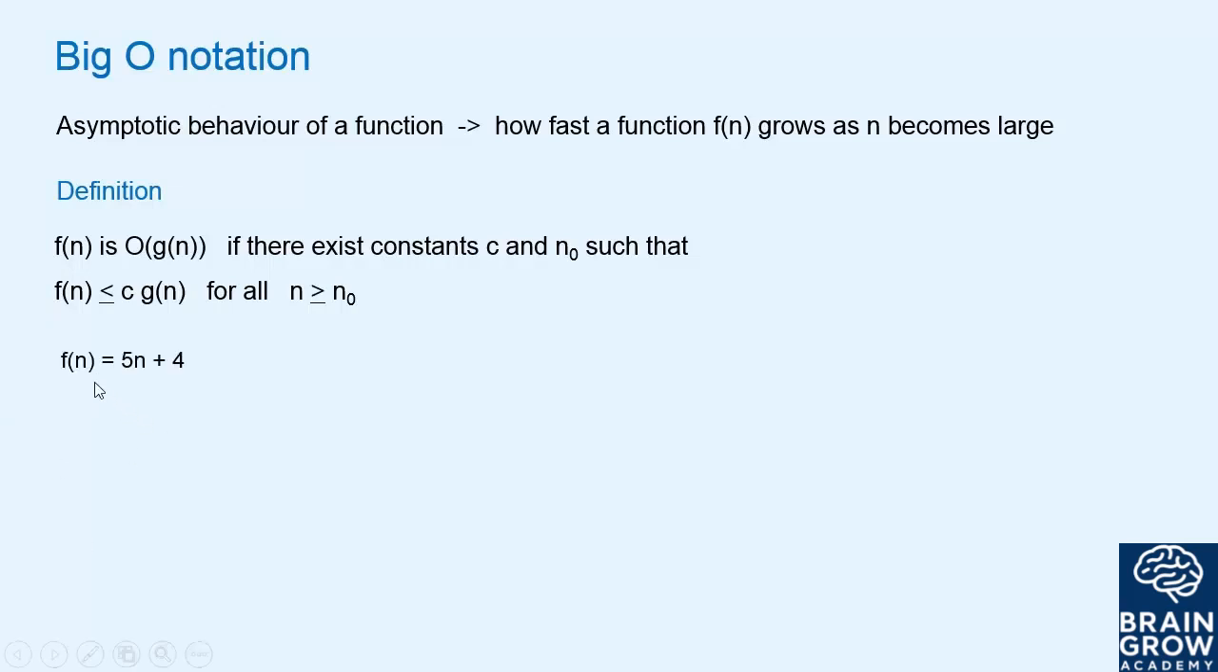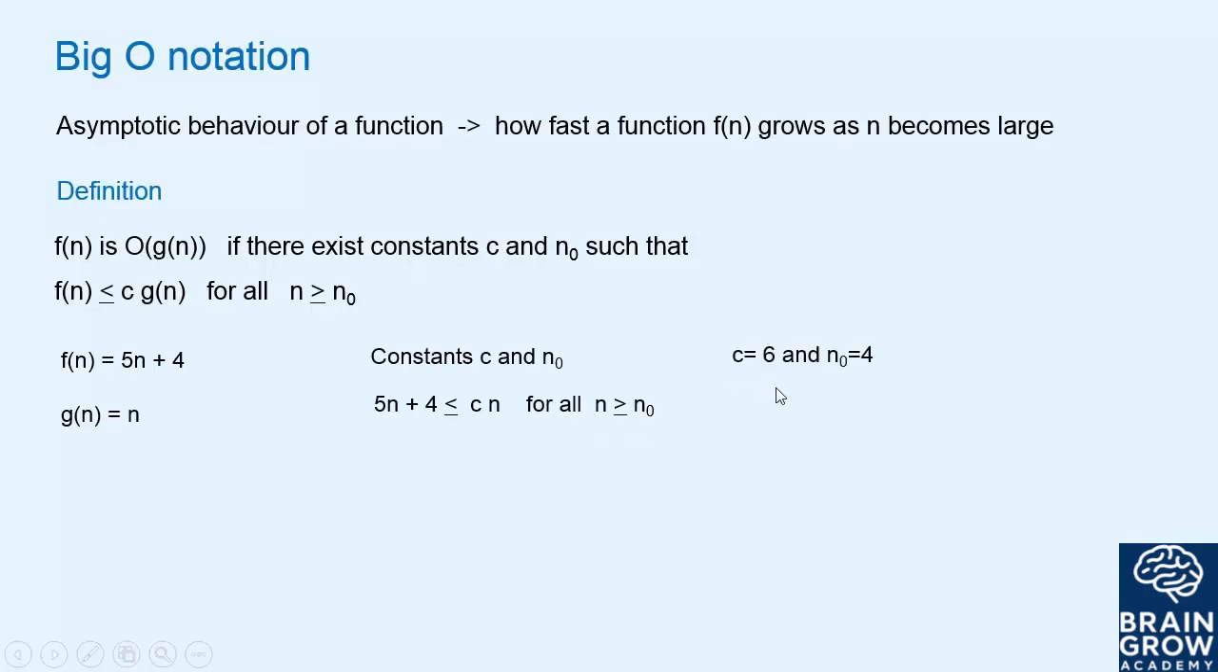Suppose we have this function f equal to 5n plus 4 and we take g equal to n. Now let's check whether we can say that f is order of g. This 5n plus 4 will be order of n if we can find some constants c and n naught such that 5n plus 4 is less than or equal to c times n for all n greater than or equal to n naught. This is what the definition says.